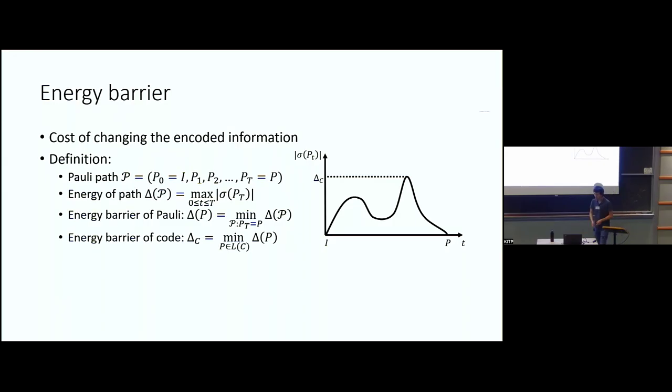And for a given code, then we can also do the minimization over all possible logical operators. And this would capture the energy that it would take in order to implement this logical operator. So in general, we would want to have a very high energy barrier in order to have a self-correcting memory, but this is not necessarily a sufficient condition. So, right.